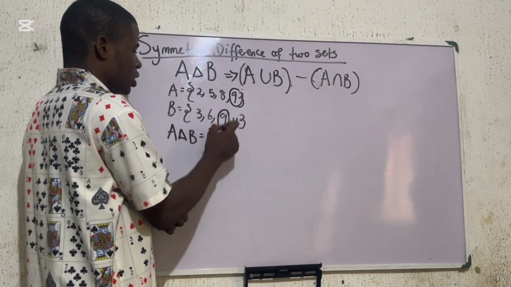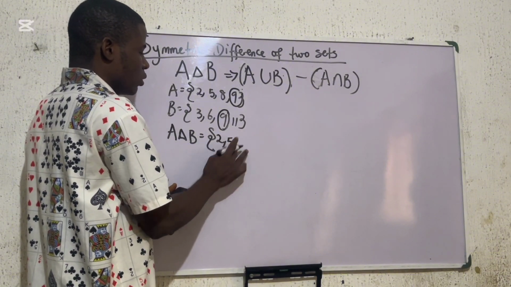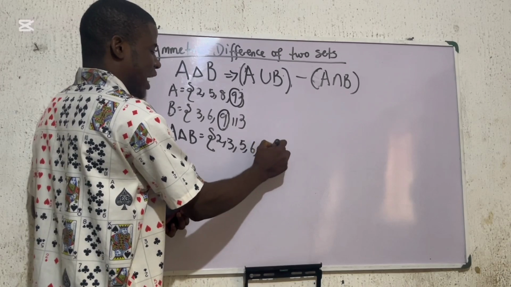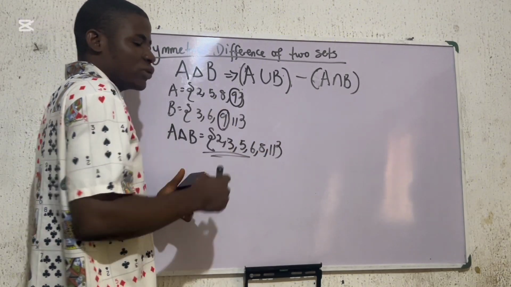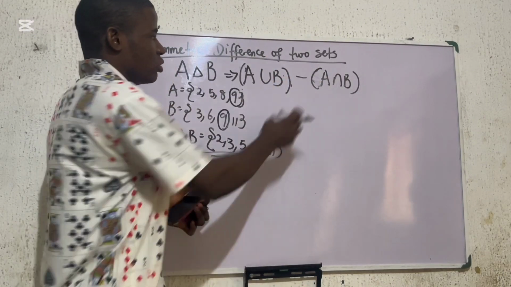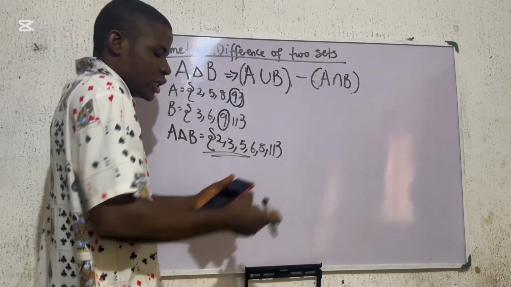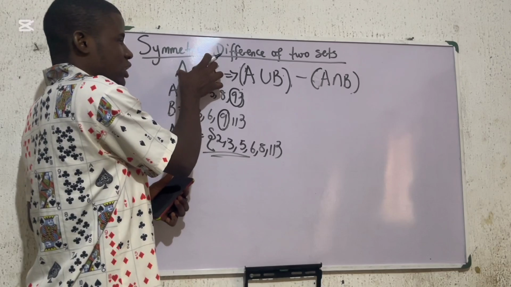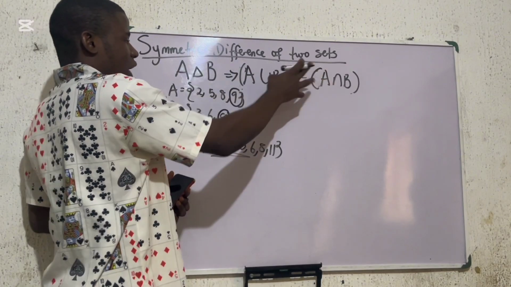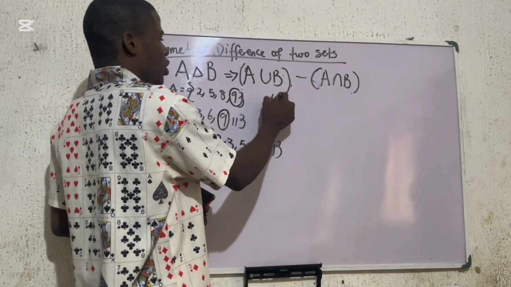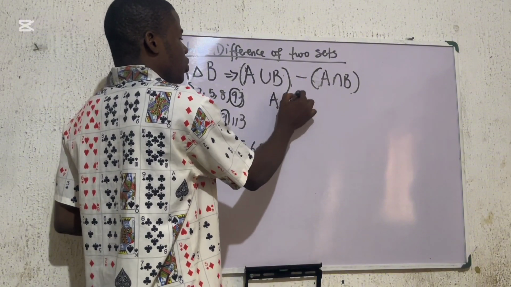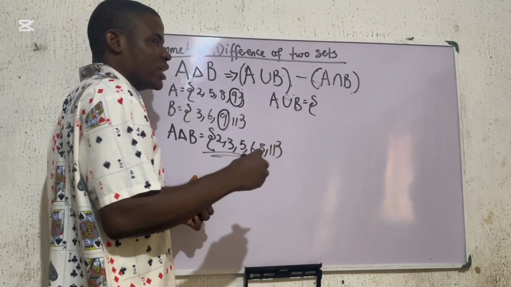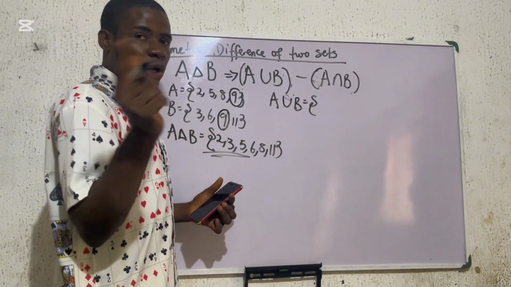Therefore, we can say that the symmetric difference of A and B will now be, from the union, 2, 3, 5, 6, 8, and 11. So symmetric difference of two sets means remove the intersection of the two sets from the union, whatever elements you have. I hope you understand. So if I want to solve this question using this formula, what do I have to do? I must first of all get A union B.